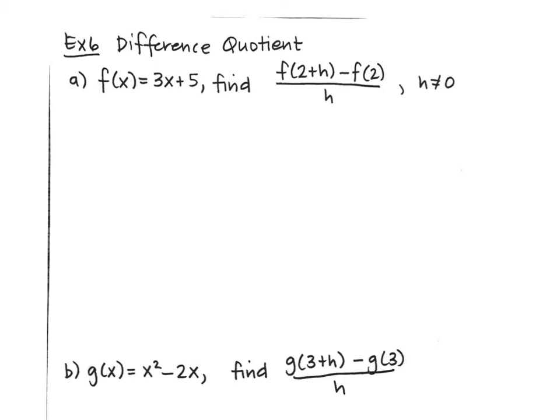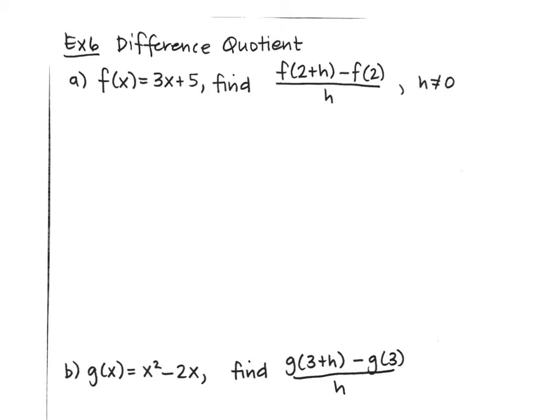The function is f of x equals 3x plus 5. Very straightforward function. What they want to evaluate is this expression over here, f of 2 plus h minus f of 2, the entire thing over h. They are giving you the specification that h is not equal to 0. That's just because the denominator can't be equal to 0. It does not affect how you do the problem.